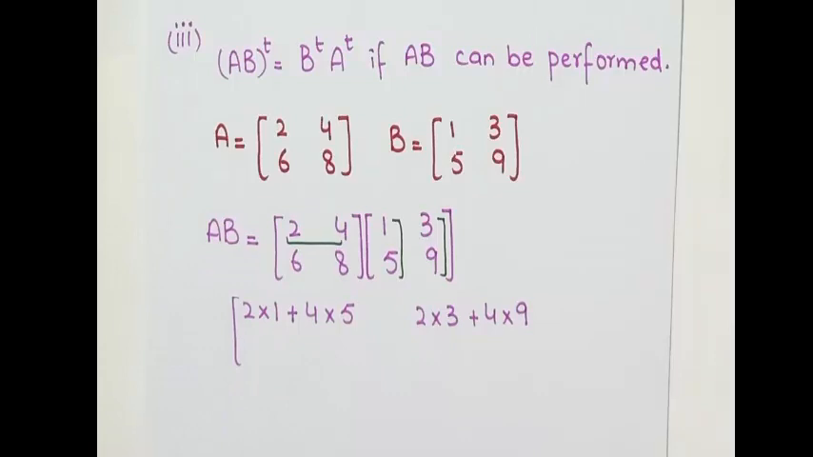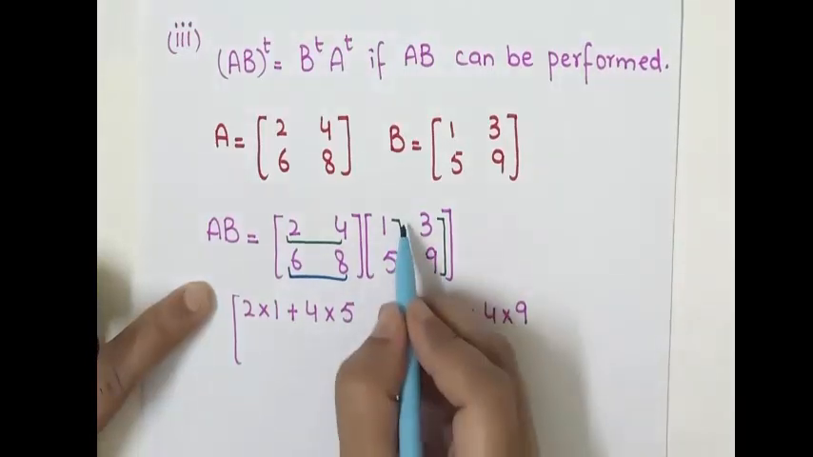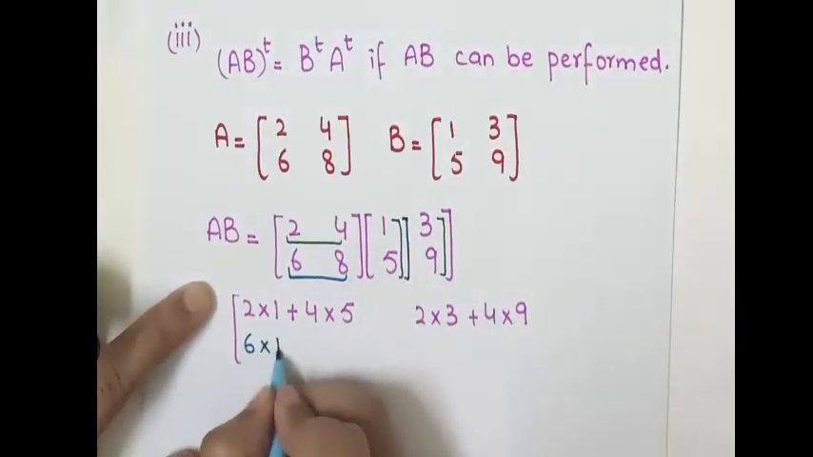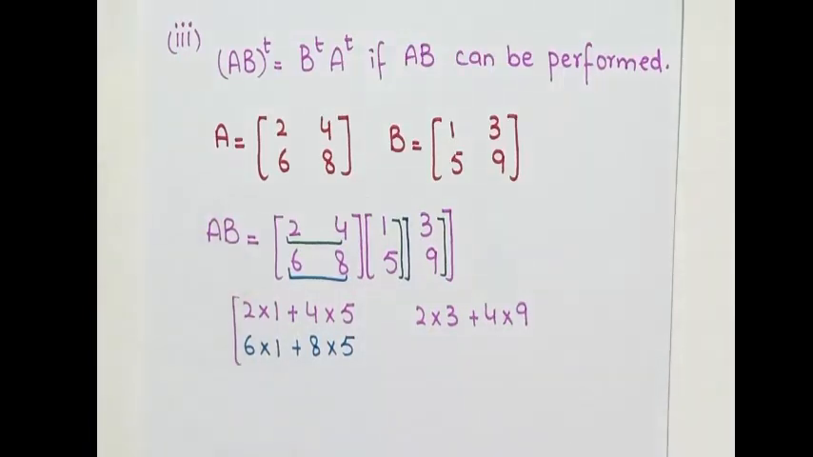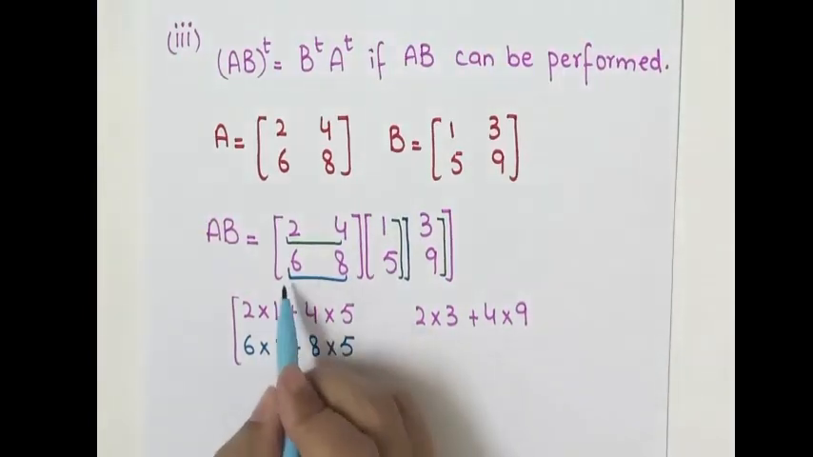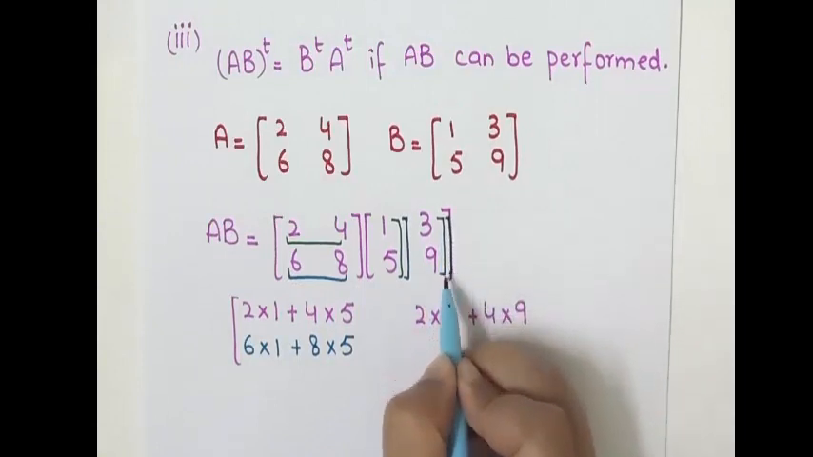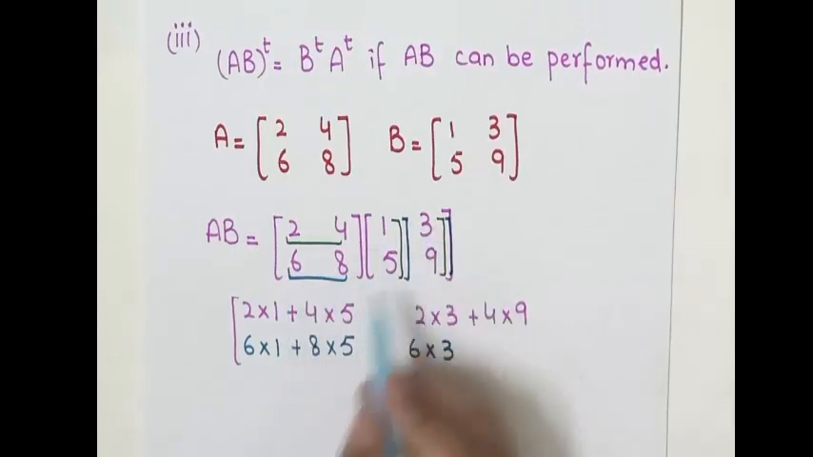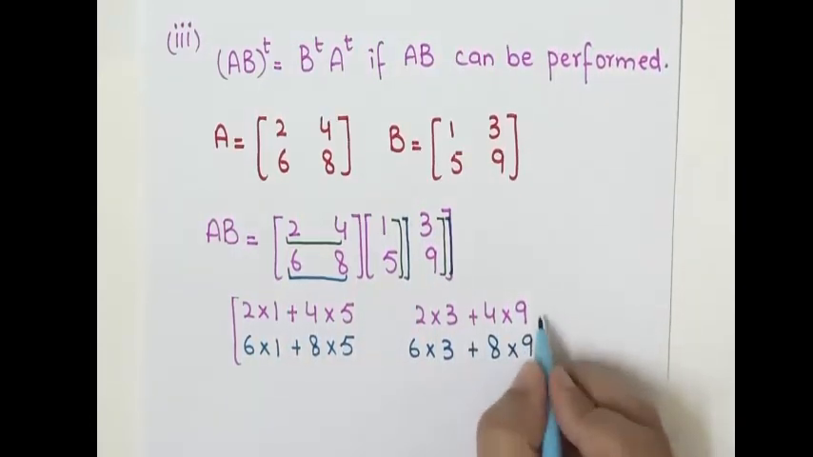Next what we will do is multiply the second row with the first column, 6 into 1 and 8 into 5. Clear? Now multiply the same row with the second column, 6 into 3 plus 8 into 9.